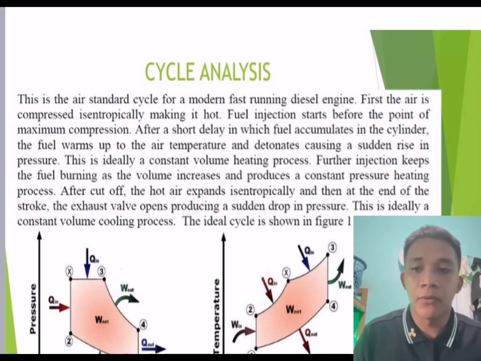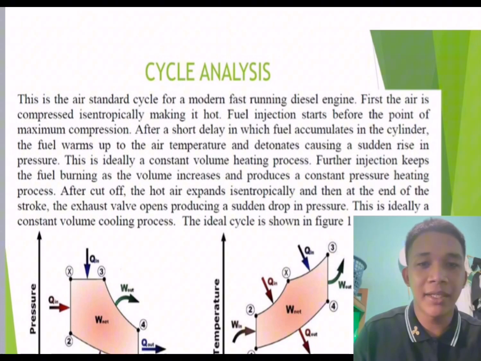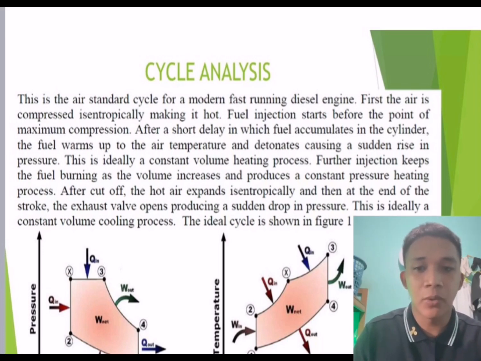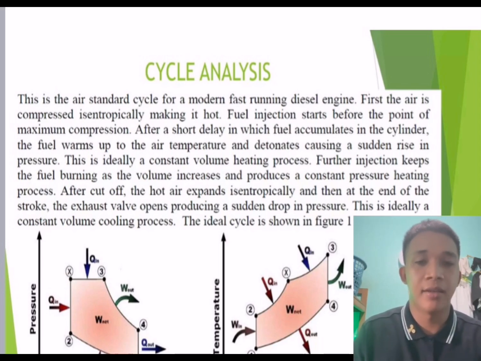Next one is number 4, isentropic expansion, the 4 to 5 process. The hot gases expand isentropically, performing work. And the last one is constant volume heat rejection, the 5 to 1 process, which is the reverse. The exhaust valve opens, causing a sudden pressure drop at constant volume as heat is rejected.